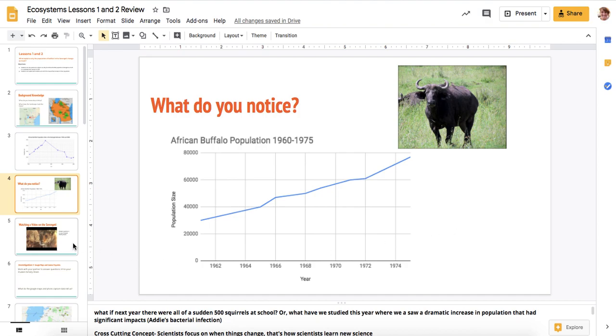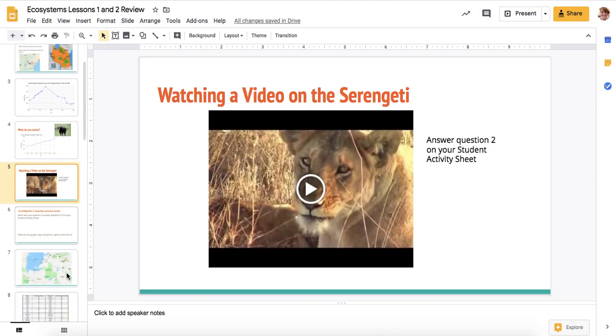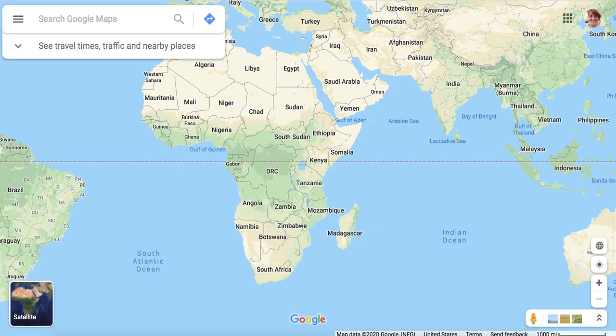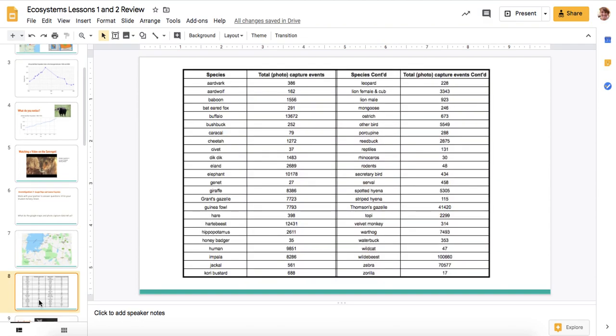So we realized we didn't really know much else about what was in the Serengeti. We had some ideas, but we weren't exactly sure. So we watched a video and looked at some map data and made some conclusions about the location of Serengeti, in that it's probably pretty warm there because it's close to the equator. And then we looked at some camera trap data.